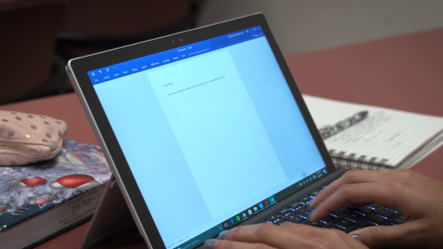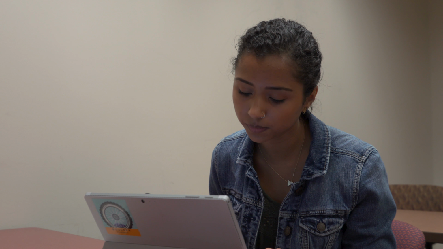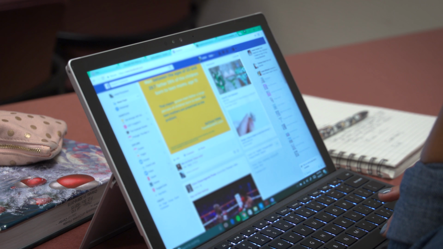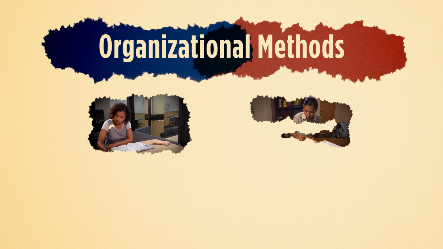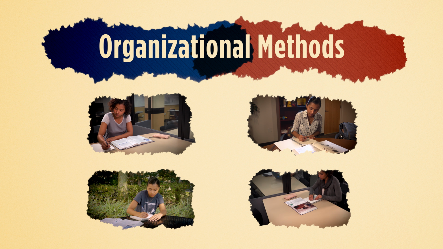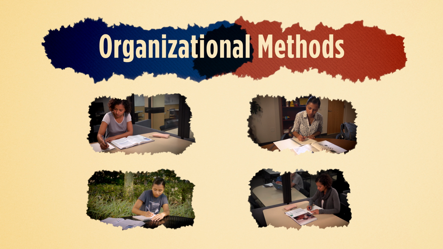Note-taking is one of the most important skills needed in college. However, many students struggle when taking notes and end up frustrated when it's time to study. Let's begin by focusing on organization. There are several ways to organize your notes, and they all help by making your notes visually appealing, easy to understand, and a more effective study aid.